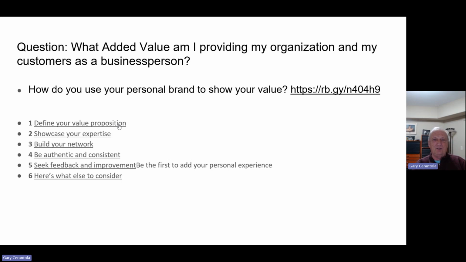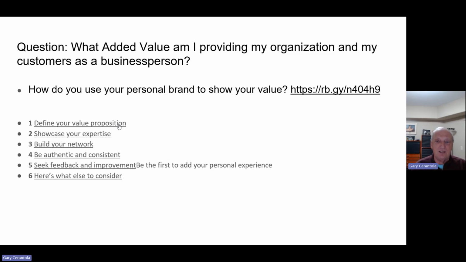What is it of value that you're selling, or you're providing, for your client? Your client may be your company. Your client may be your company's customers. Your client may be the government department you're working for. What's your value proposition there?